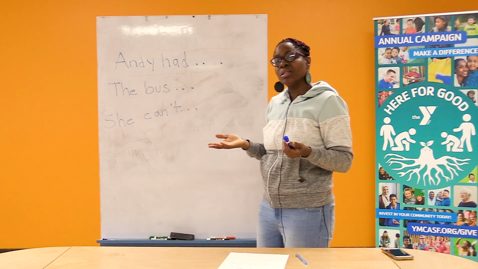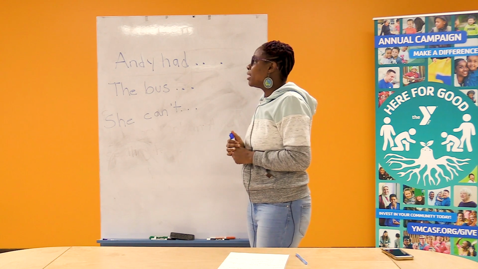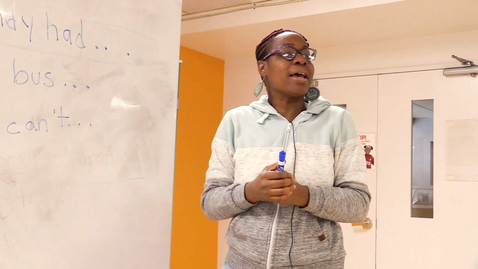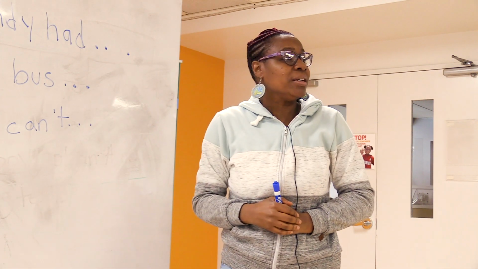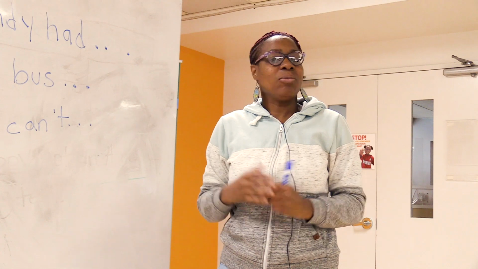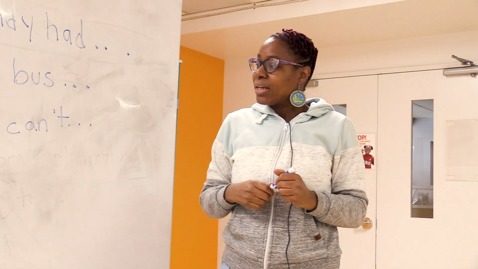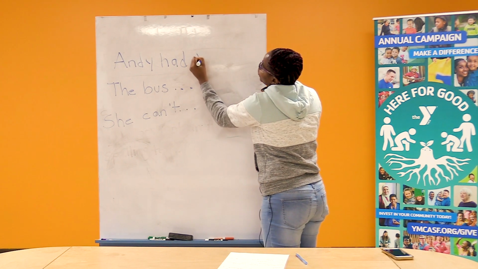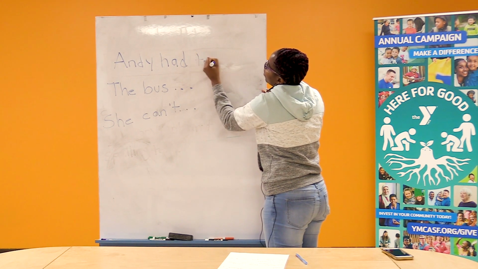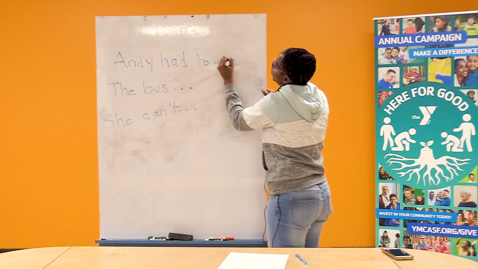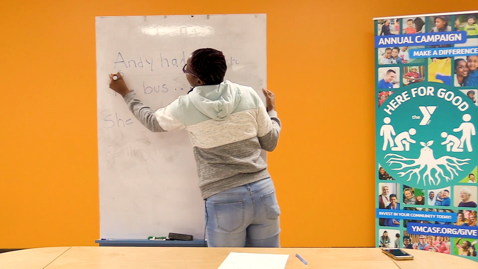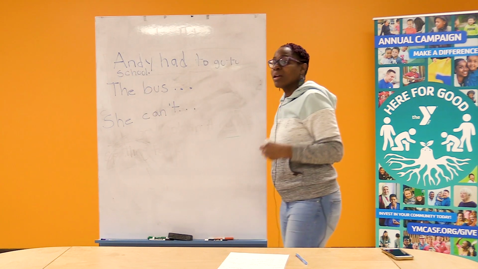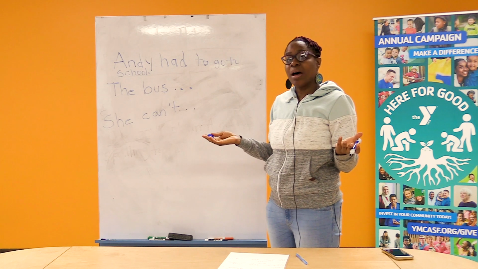But if you noticed, there's no predicate. It's just incomplete. Andy had what? I'd be guessing all day and all night what Andy did. Andy had what? We don't know. But if I tell you Andy had to go to school. Now I've got a complete sentence or a complete thought.